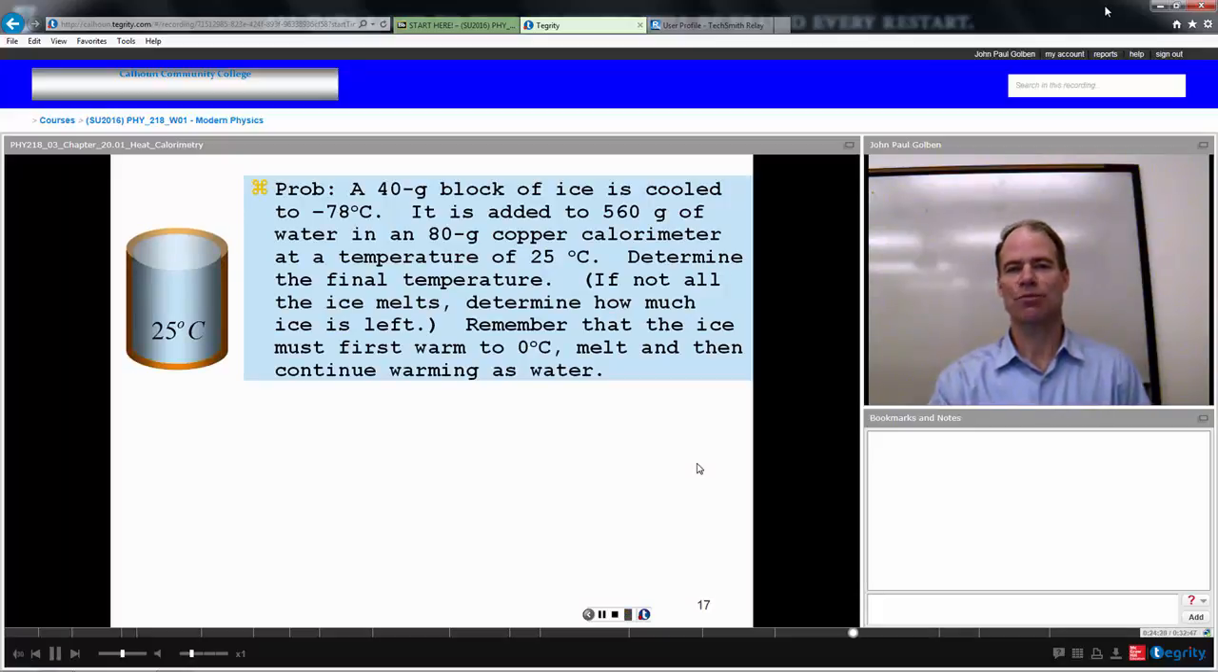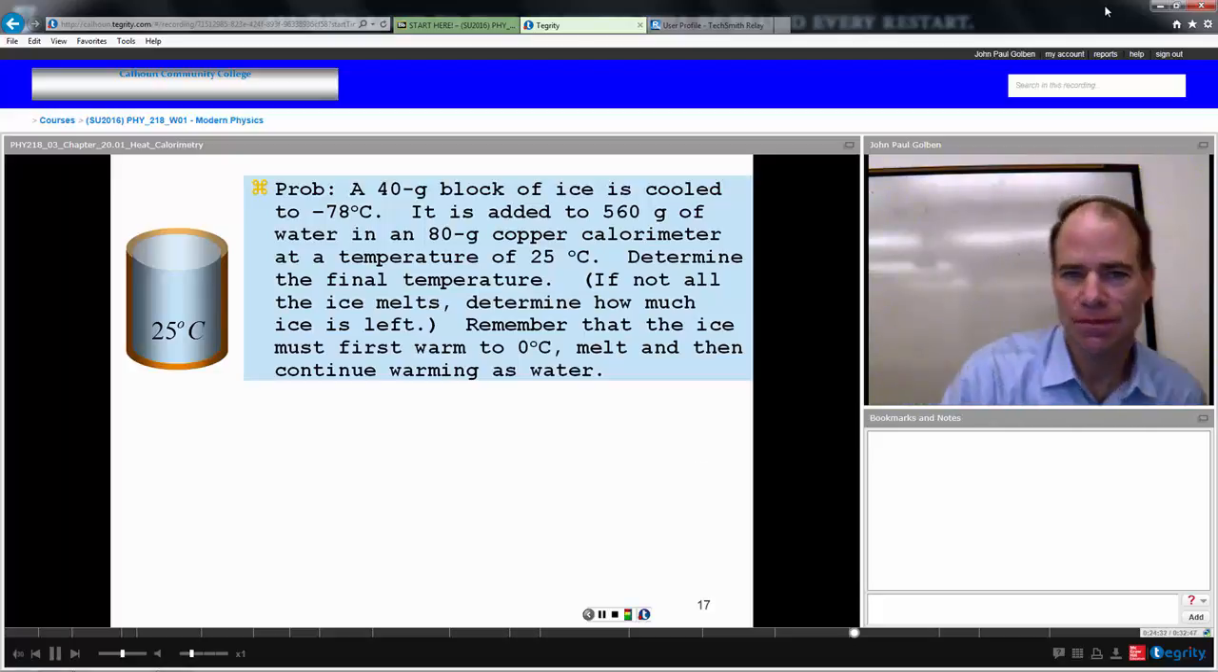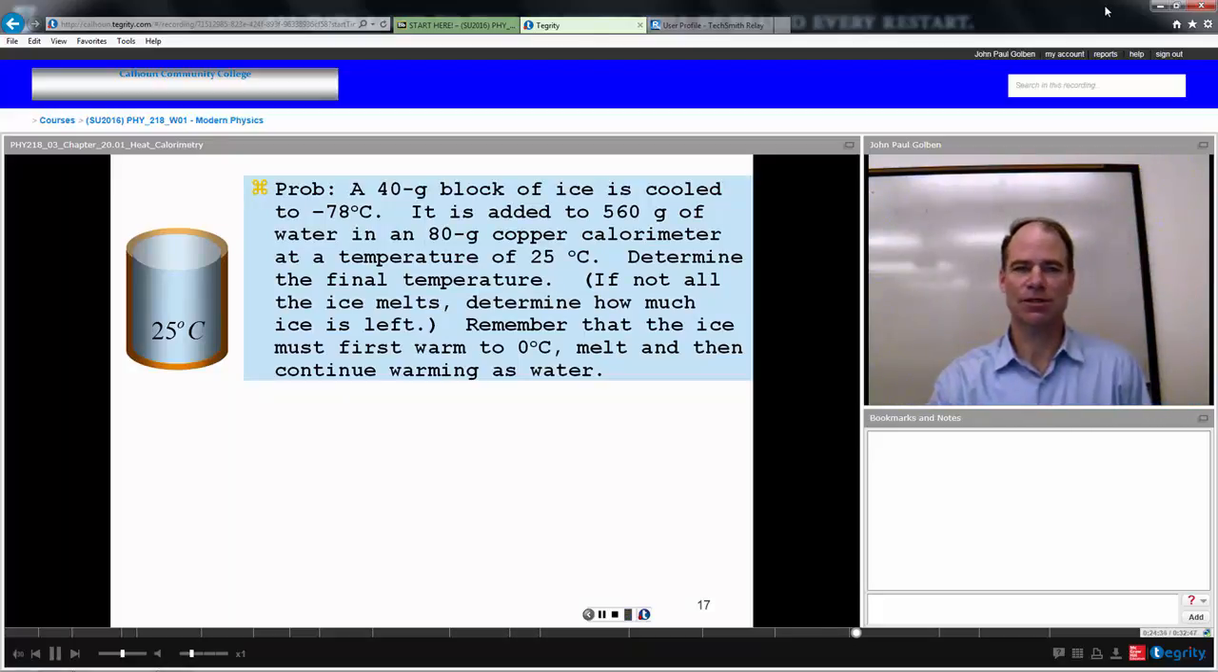Let's try another problem. A 40-gram block of ice is cooled to minus 78 degrees Celsius. It is then added to 560 grams of water and an 80-gram copper calorimeter at a temperature of 25 degrees Celsius. We wish to determine the final temperature of this system. Figure out if we're in that situation. Remember, the ice must first warm to 0 degrees Celsius, melt, and then continue warming as water.